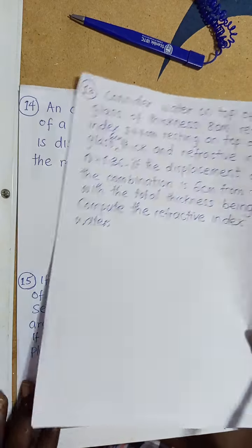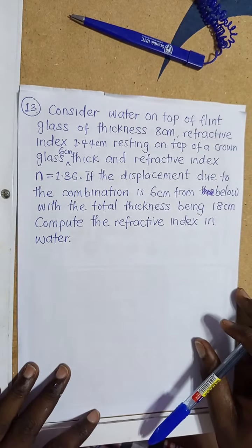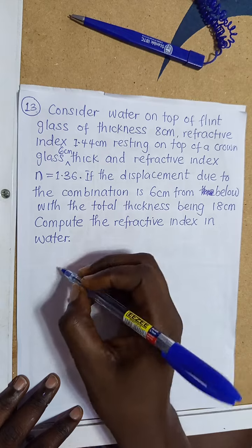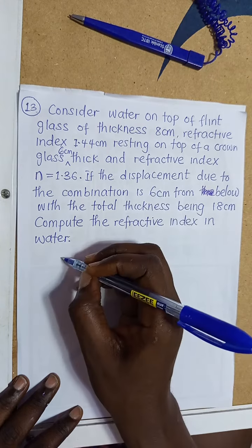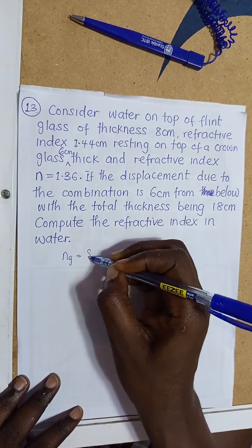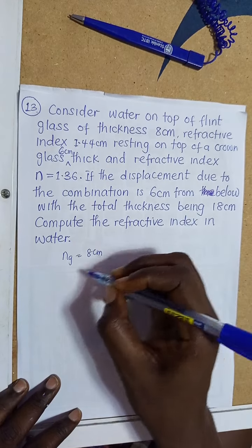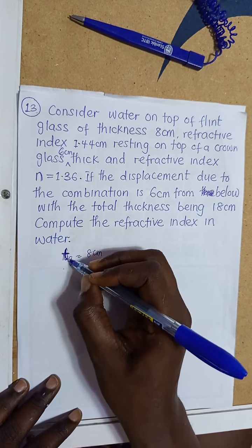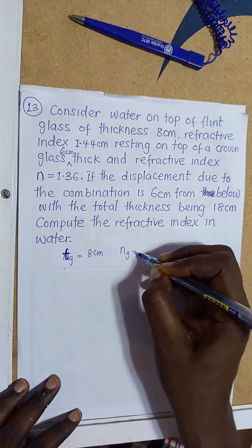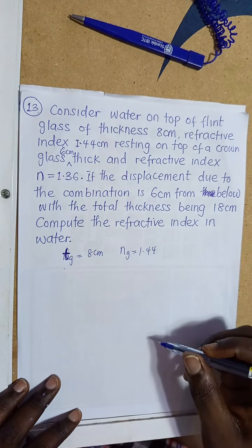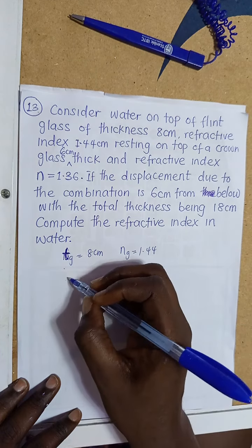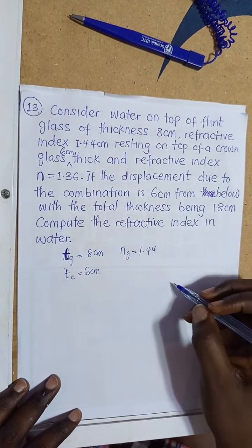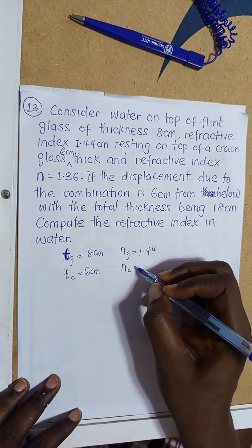So what I will do for you now is for you to try this one. Consider water on top of flint glass of thickness, so I will go straight to the question. The thickness of the glass is 8 centimeter, and the refractive index of the glass is 1.44, resting on top of crown glass. The thickness of the crown glass is 6 centimeter, and the refractive index of the crown glass is what?